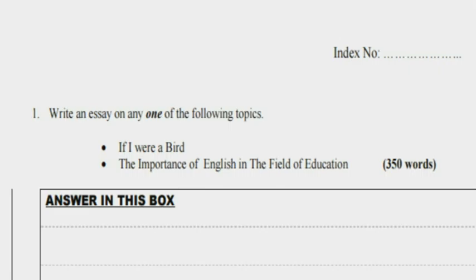Topic number one is "If I were a bird." So you have to imagine you are a bird and how things would go for you if you were a bird. And the next is "The importance of English in the field of education." So those are topics of two varieties, and it depends on the person. The candidate can select whatever topic you like.